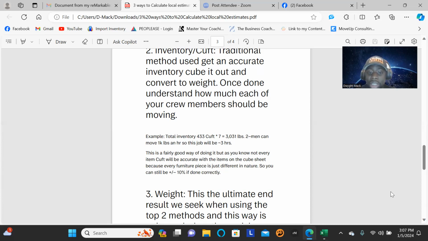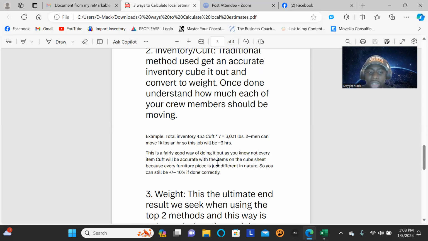Now the 7 that we see right here is going to be your multiplier. That's standard for the moving industry. So that's how you're going to convert your cubic feet into your pounds, and vice versa. You can divide the pounds by 7 and get your cubic feet. So this is a fairly good way of doing it.